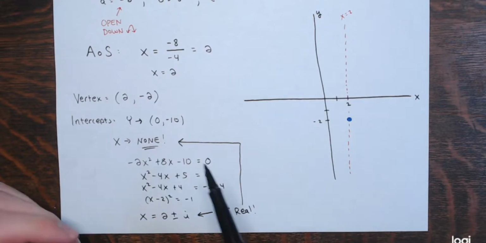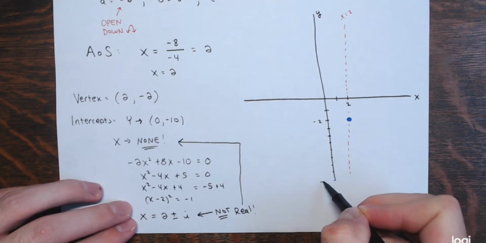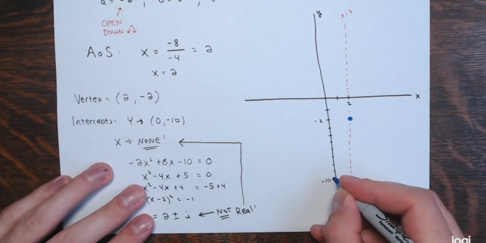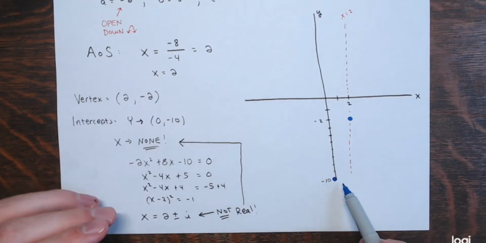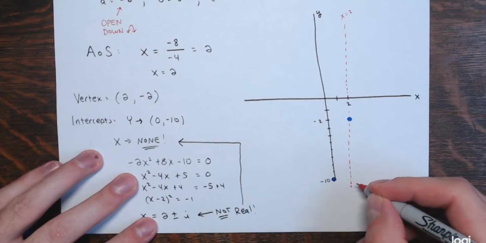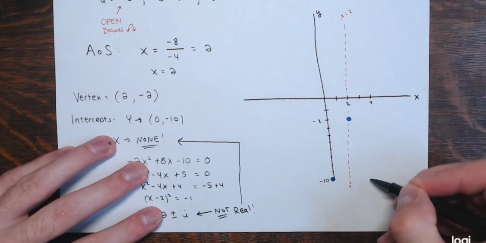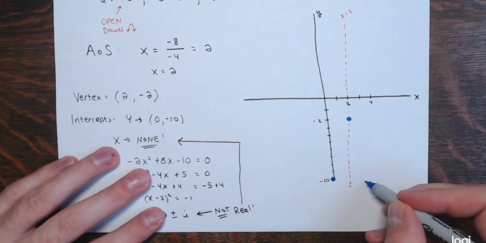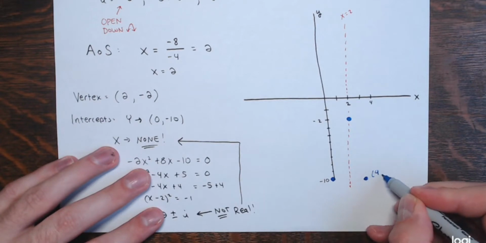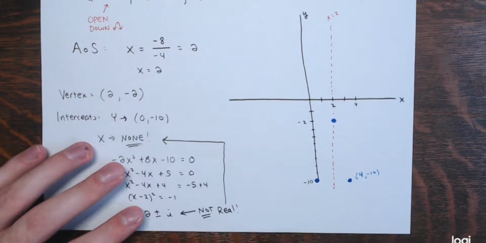All right, well, I at least can plot the y-intercept. This is, again, just eyeballing. It's not perfect. But 0, negative 10 down here. And then I can use symmetry. This 0, negative 10 point is 2 units to the left of the axis of symmetry. So I just go 2 units to the right, and I get 4, negative 10. I get a point on the other side. So here's the point 4, negative 10. And you can check it if you want. Plug in 4 for x into the function, and you'll see you get an output of negative 10.